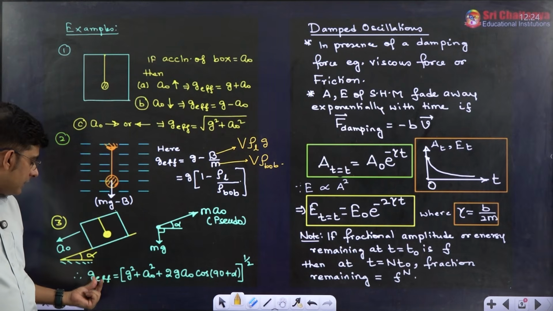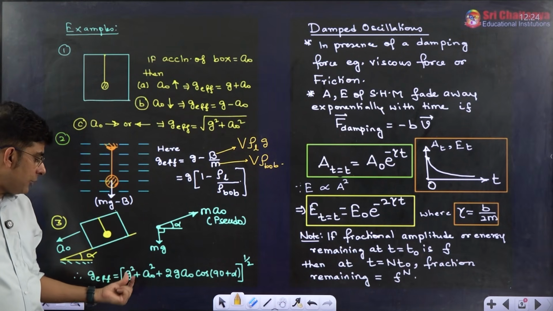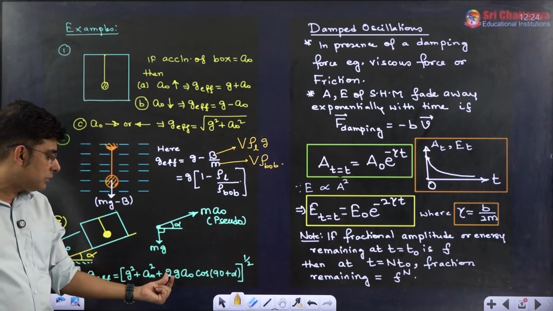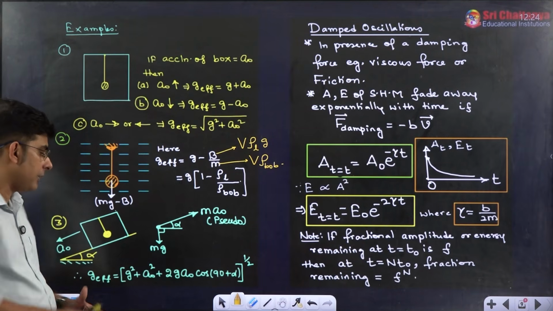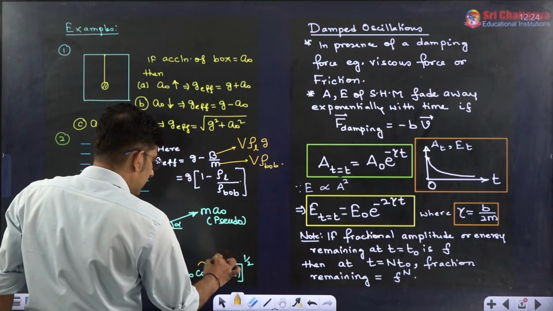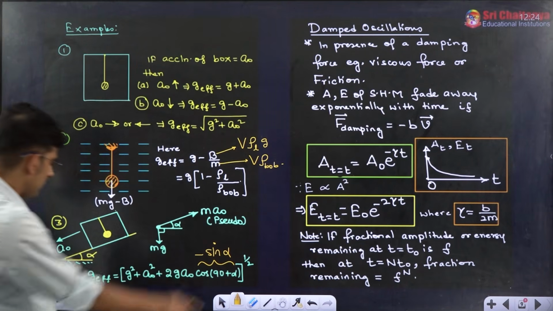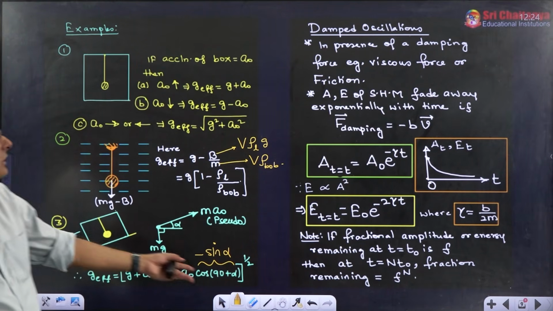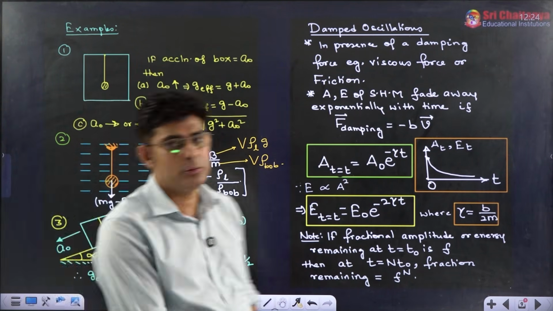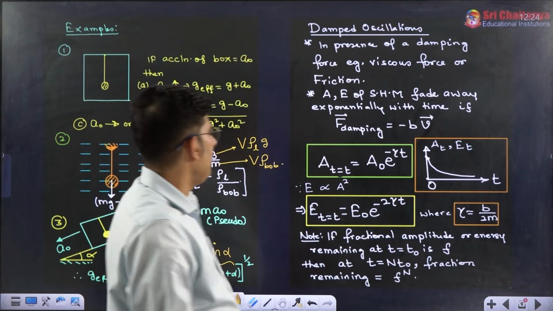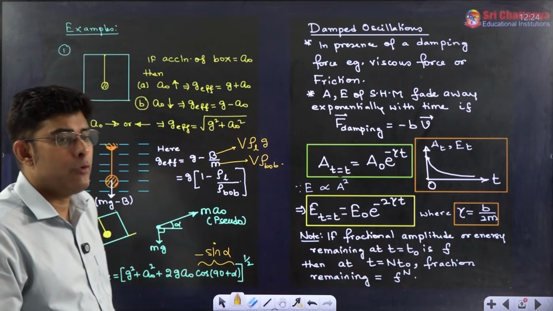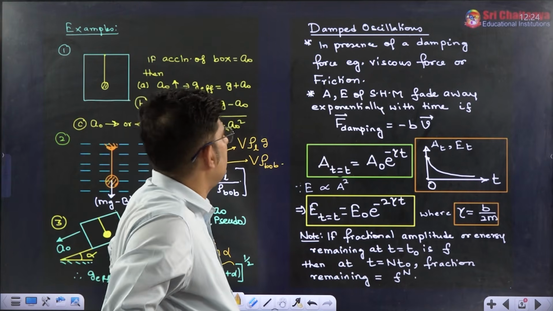So in that case you will take g effective as under root of g square plus a naught square plus 2 g a naught cos of 90 plus alpha. And don't forget, cos of 90 plus alpha is minus sin alpha. So from here we can find g effective. Once you know g effective, the time period is 2 pi under root L by g effective. Clear?